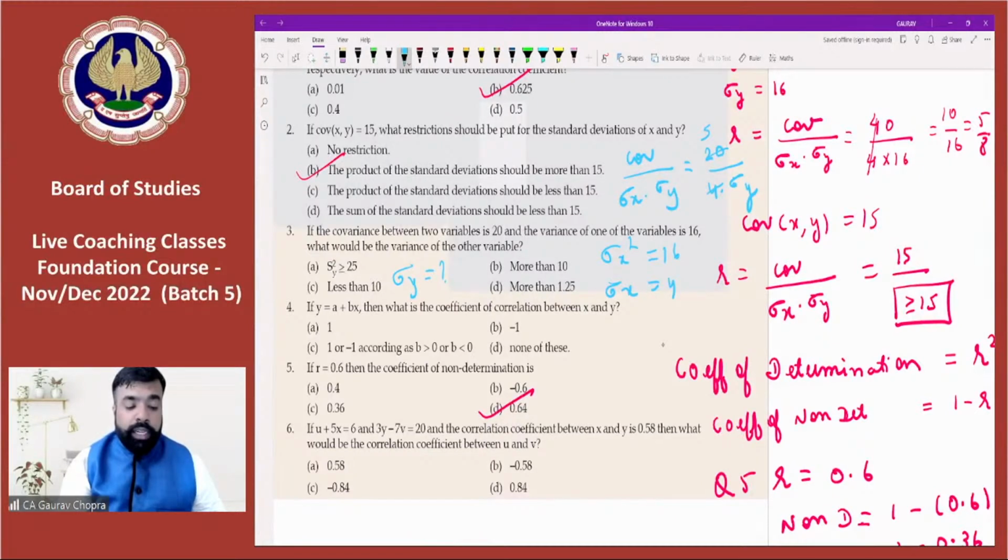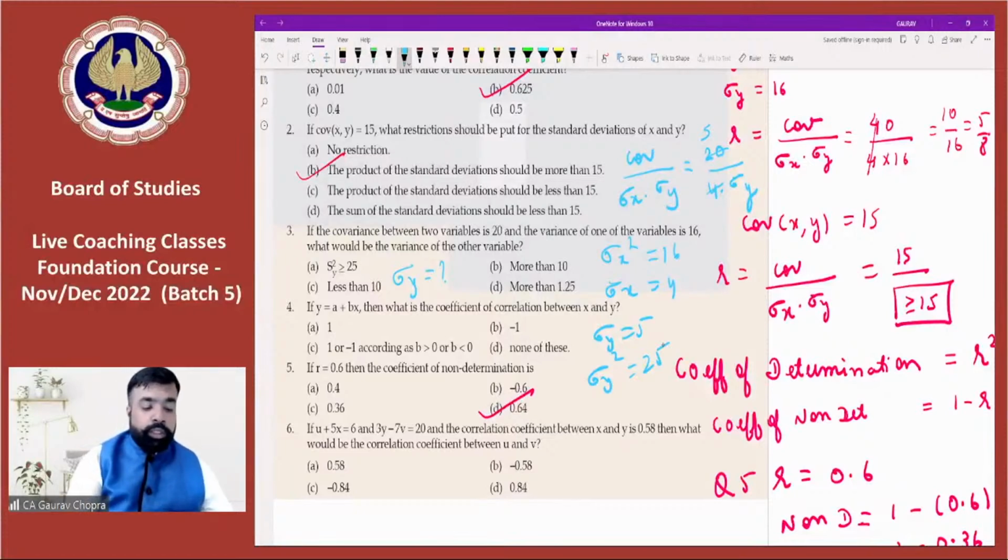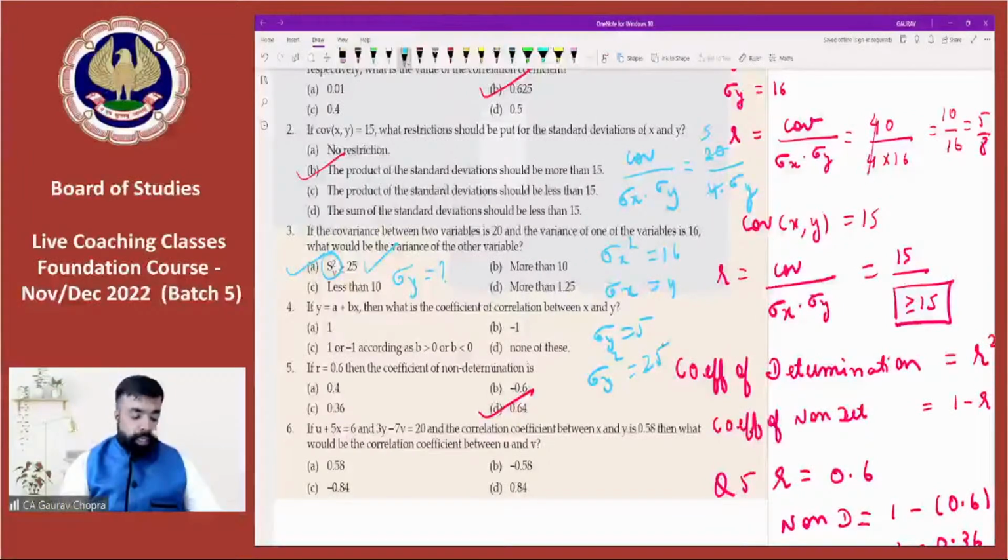So if minimum value of sigma y is 5, then what will be the variance? Variance should be 25 minimum. So we can answer more than or equal to 25. So correct option is option number A. Variance of y should be more than or equal to 25. Okay. All right. This was the third one.